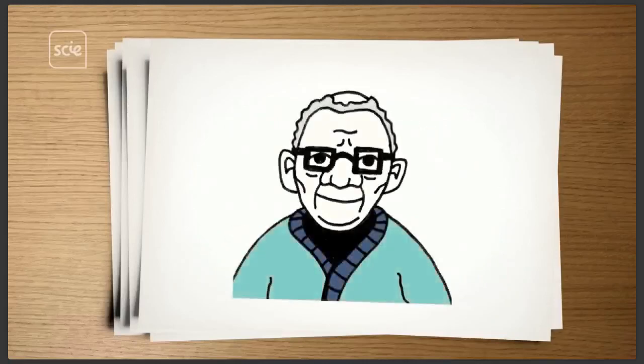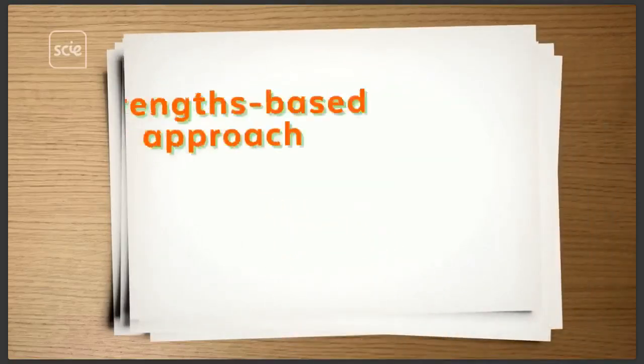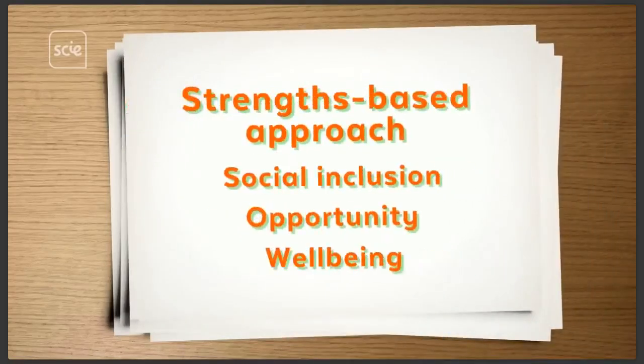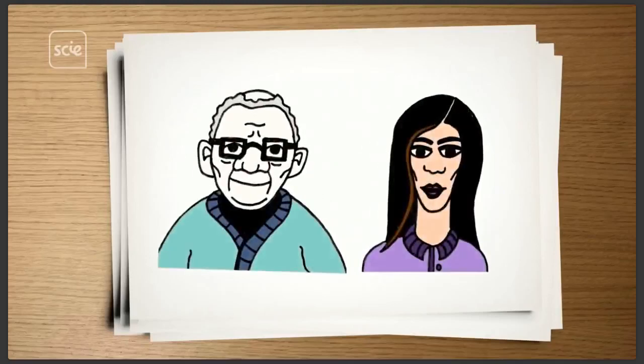Remember Joshua, volunteering in the social club kitchen? A strengths-based approach encourages individuals to make the most of their strengths and abilities and feel part of the process, not separate from it. Social inclusion, opportunity and well-being are core principles that underpin a strengths-based approach. Together, they are essential to building better health and social care.